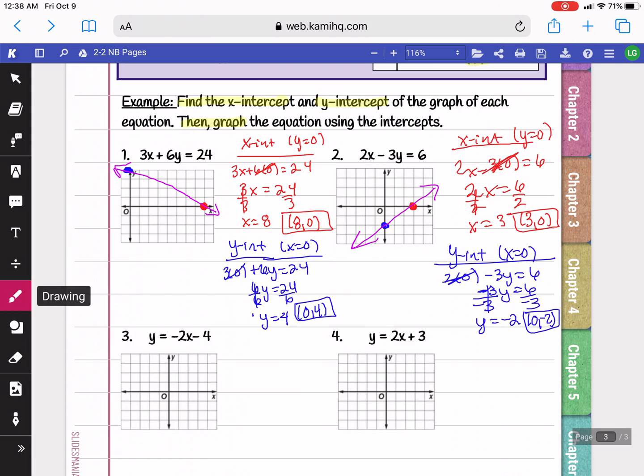Our next problems are written in slope-intercept form. If you noticed, the first 2 were in standard form. So these next 2 are in slope-intercept form. We're still going to graph using the intercepts. So I'm going to start with my x-intercept, or plugging in 0 for y.